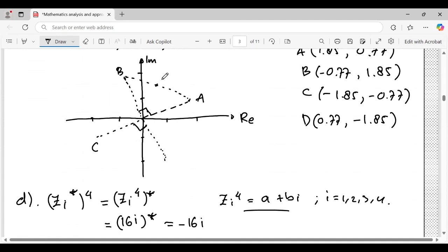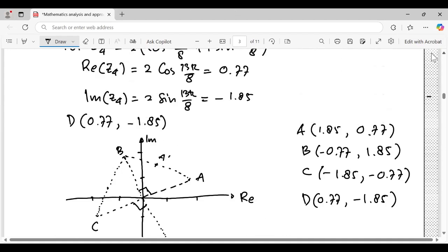Around here, this is AX, and BC around here, this is BX, but we are going to focus on this one, on AX. Okay, let's continue the question.